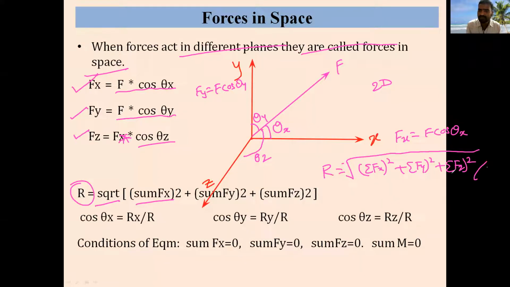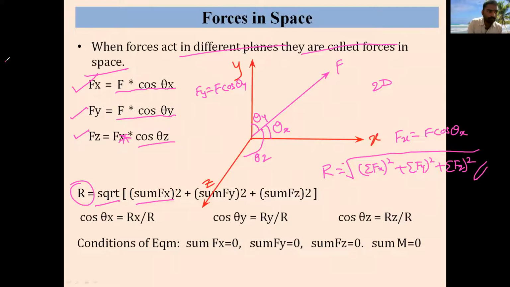Okay, so it is similar to your plane. When it is in a plane, there will be only Fx and Fy, and the resultant is under root of Fx square plus Fy square. When it is in space, that is in three coordinates, then there is an Fx component, Fy component, and Fz component. Then the resultant R is equal to under root of Fx square plus Fy square plus Fz square. Okay, clear? Yes. Okay.